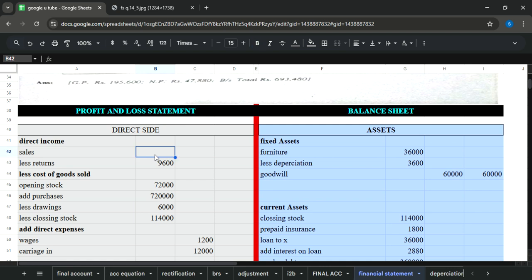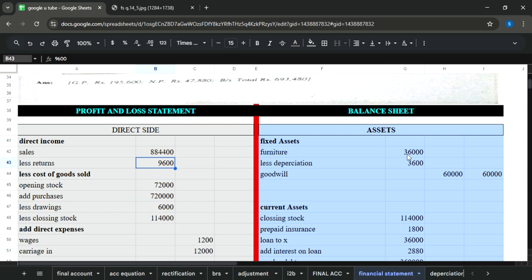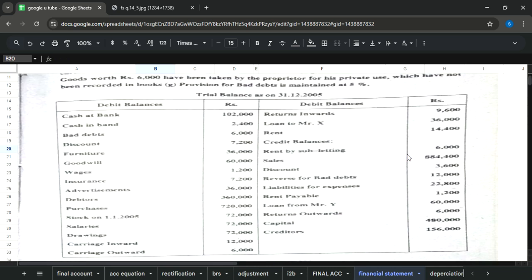Amount is 884,400. Hopefully it is similar. 884,400. Okay, this has been completed. Now we have discount. Please note it down.